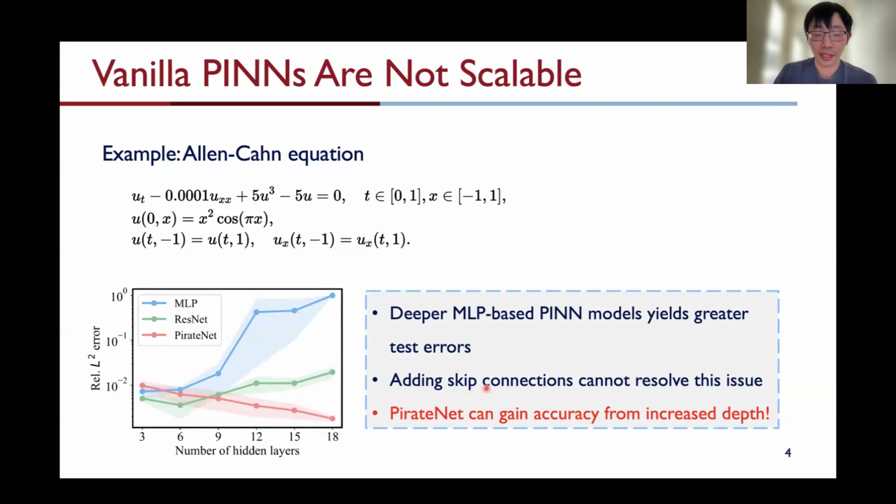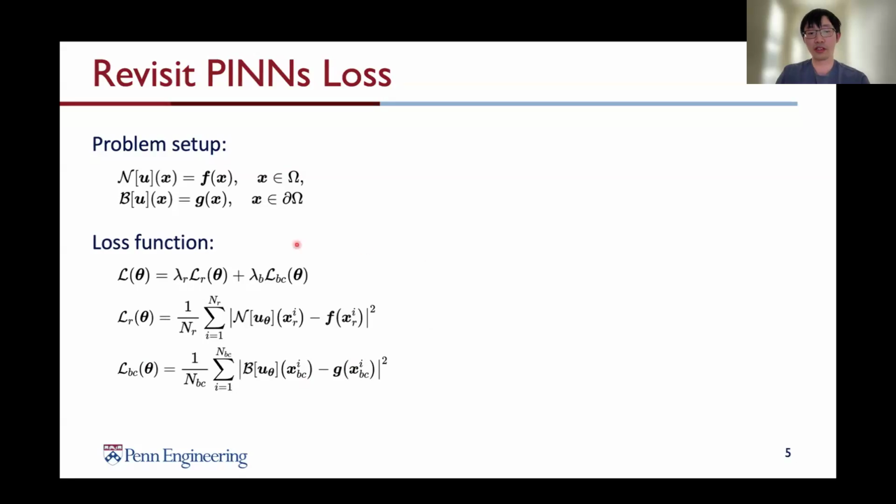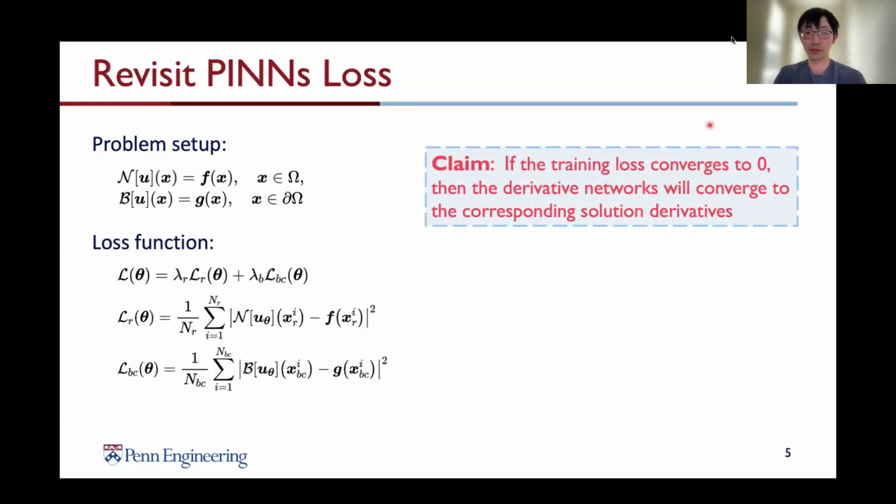But before introducing this architecture, we need to understand why such an issue happens, why PINNs suffer from the scalability issue. With this in mind, we need to revisit the PINN loss. So remember, we have this problem setup, and we have this loss function. If you look at it, you may propose such a claim. Basically, if the training loss converges to 0, then the derivatives of the network will converge to the corresponding solution derivatives. Basically, the PDE residual loss not only enforces the network to converge to the solution, but also regularizes the behavior of the network derivatives.